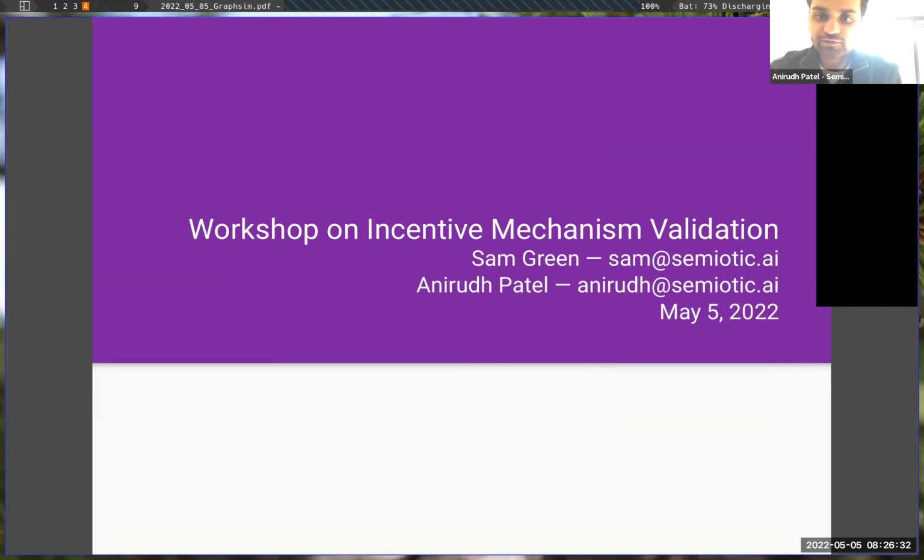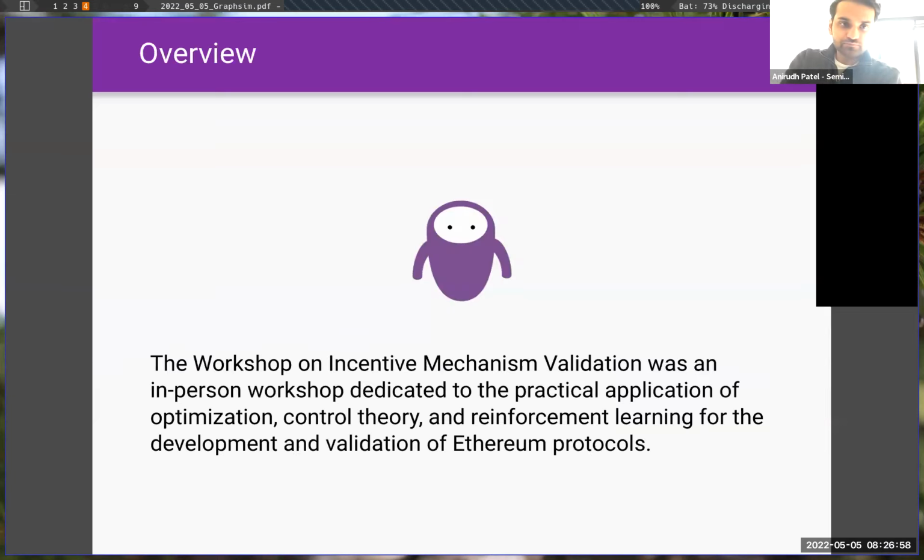So just going to chat about a couple topics like Pedro mentioned. Firstly, we'll talk about the DevConnect event, and in particular, the workshop on incentive mechanism validation. And then we'll also talk very briefly about Graphsim, which is a simulation effort that we're putting together, as well as an allocation optimization tool for indexers that we've been working on.